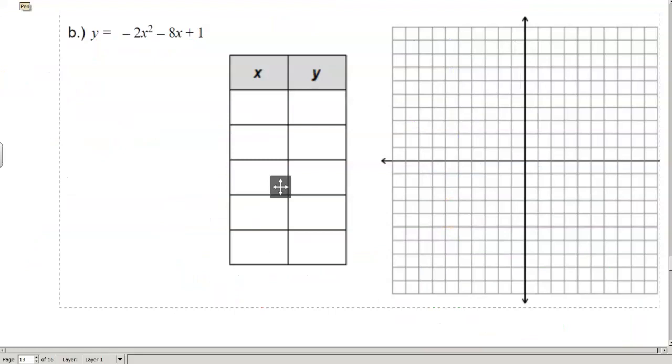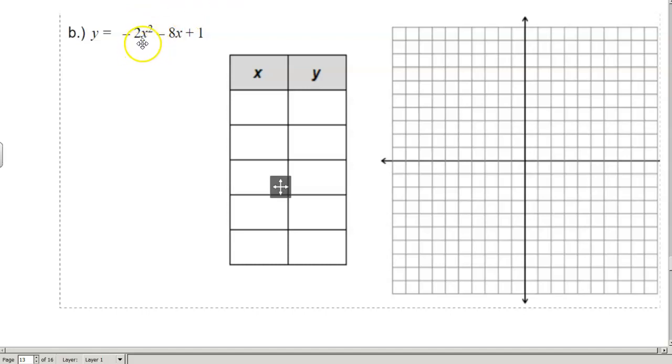I want you to go ahead and try this next one, practice it, pause the video, see if you can go through and find the axis of symmetry and your vertex, fill out your chart, and graph this thing. So pause it, see where you can go. Okay, so this is what you should have done for this graph.